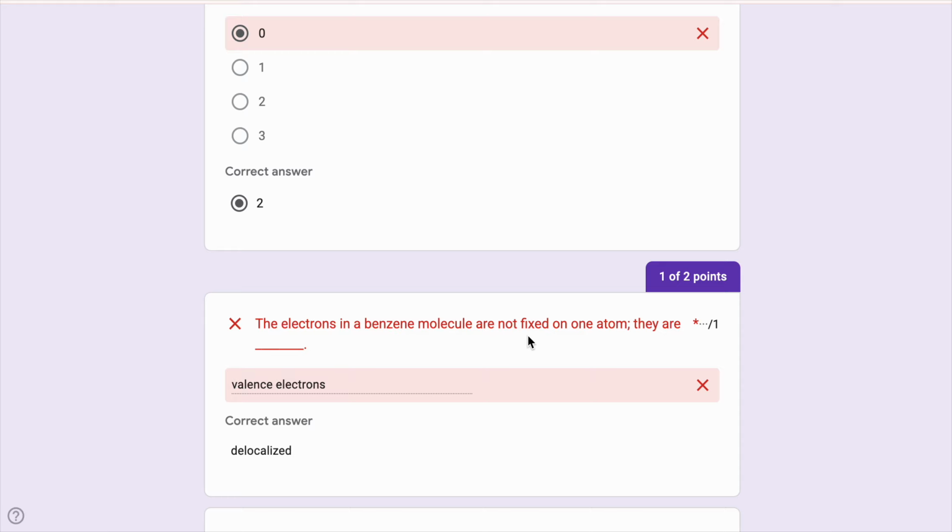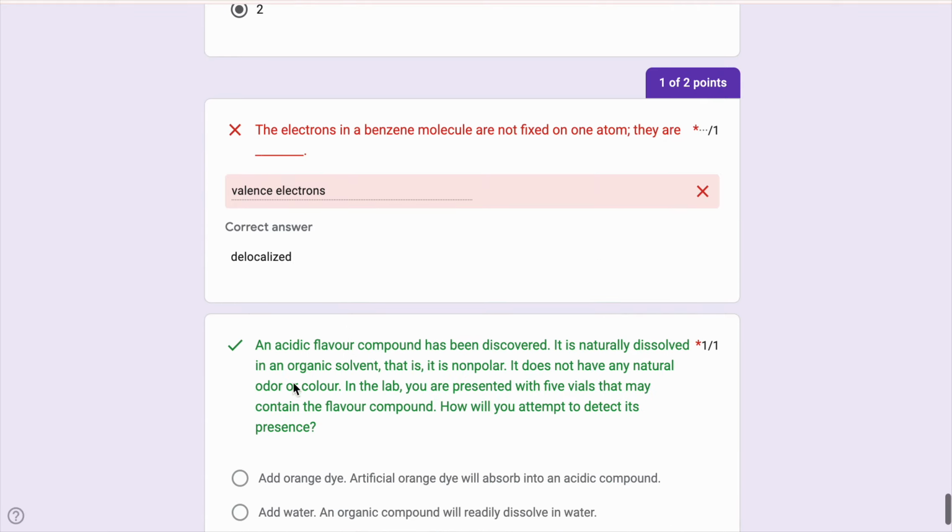The electrons in benzene are not fixed in one atom, they are dash electrons. They are delocalized. An acidic flavor compound has been discovered. It is naturally dissolved in an organic solvent. That is, it is non-polar. It does not have any natural order of valence.